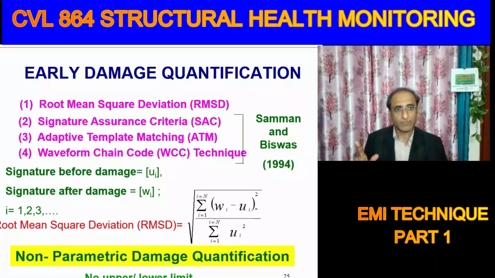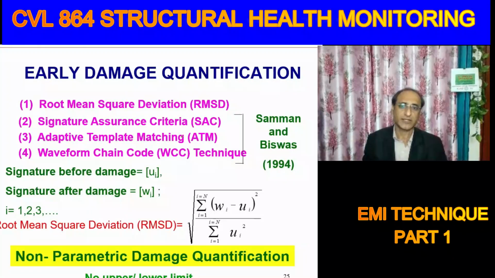The difference will be somewhere positive, somewhere negative. So if we, for example, do an algebraic sum, that will cancel out some of the terms. That's why this square is used here, root mean square deviation. Then there are other techniques also. They are all mathematical techniques.